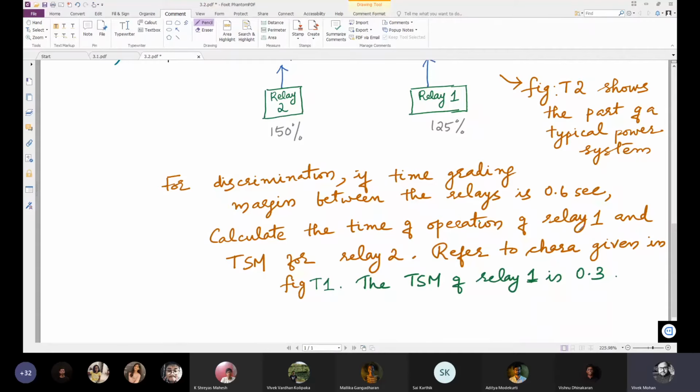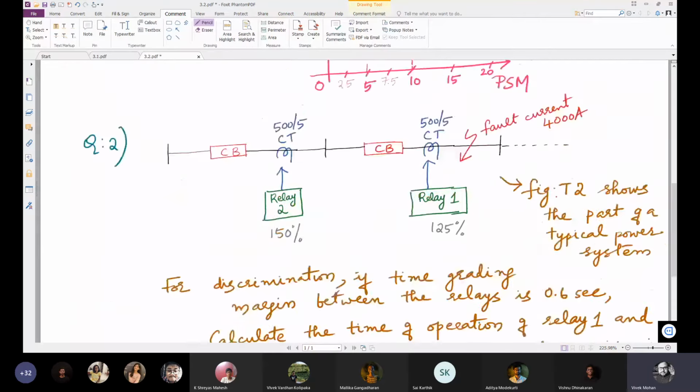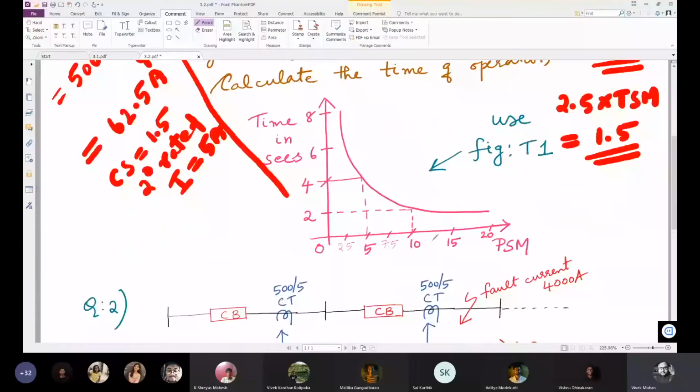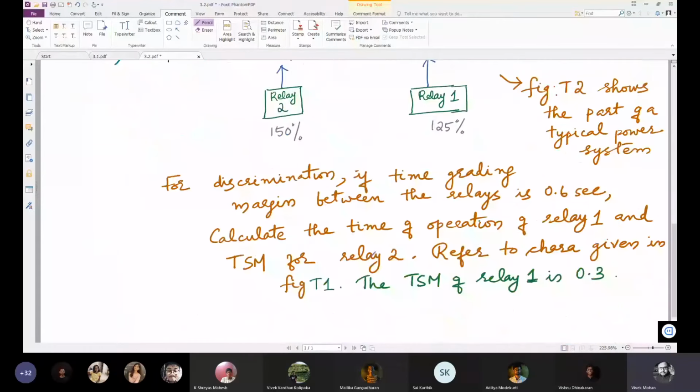Now calculate the time of operation of relay 1 and time setting multiplier for relay 2. Refer to the characteristics given in figure T1. The same characteristic is applicable here also. So you are asked to calculate the time of operation of relay 1 and time setting multiplier for relay 2. The TSM of relay 1 is 0.3. Please try this.